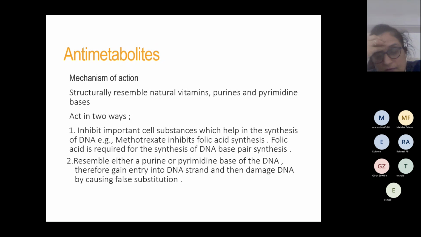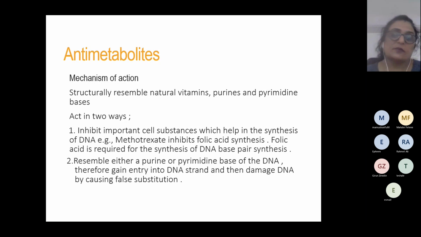As we have seen in the morning, there are various proteins and enzymes which are required for DNA synthesis. What these antimetabolites do is inhibit these important substances which are helpful in DNA synthesis. For example, methotrexate inhibits folic acid synthesis. Folic acid is required for the synthesis of DNA base pairs. So if folic acid is inhibited by methotrexate, then obviously cancer cells will not be formed. So this is a simple mode of action of methotrexate.